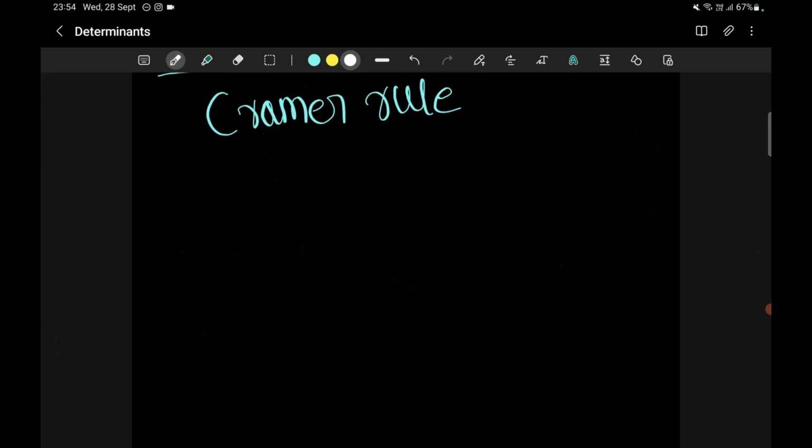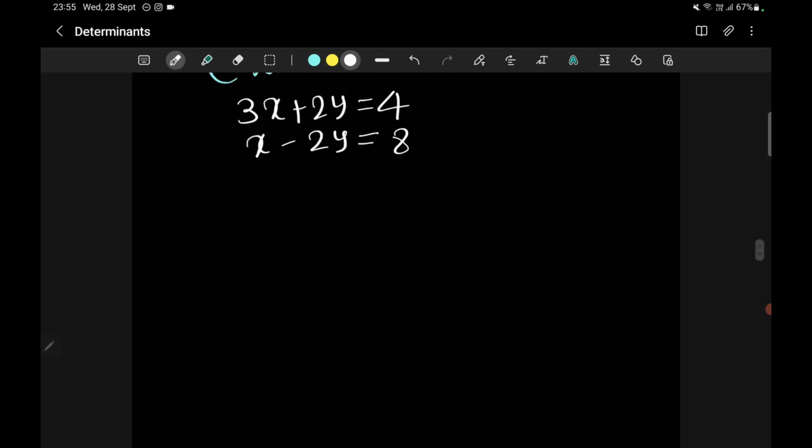Now we will learn about Cramer's rule. Usually in the exam they will give you 2 or 3 equations and they will ask you to find the value of x or the value of y. So first we will start by taking 2 equations. 3x plus 2y is equal to 4 and x minus 2y is equal to 8. We can write this in a determinant form, that is 3, 2, 1 and minus 2, equal to 4 and 8.